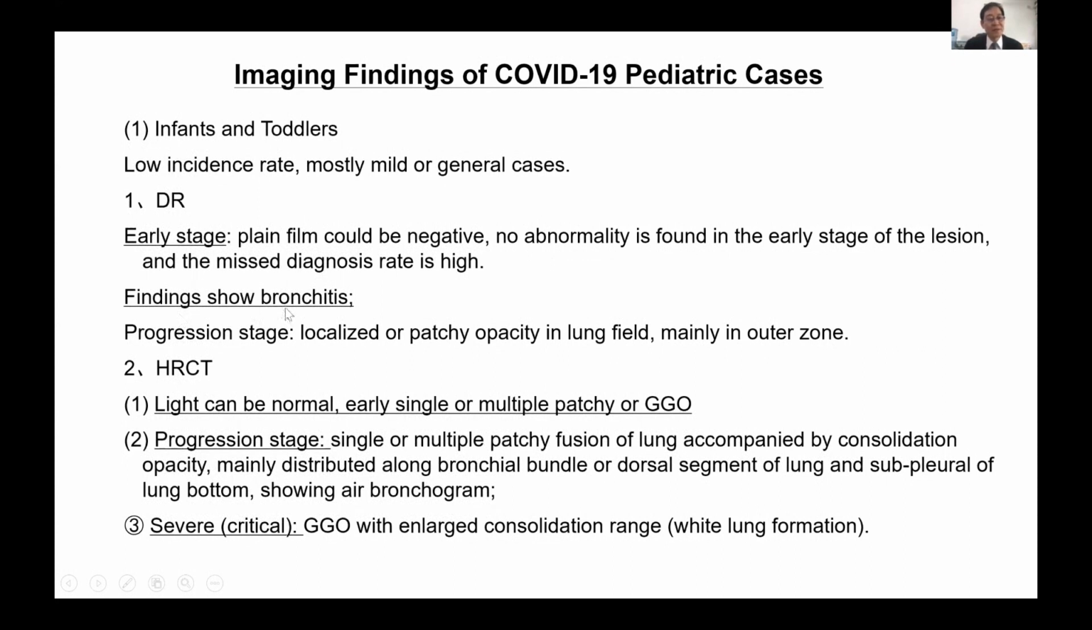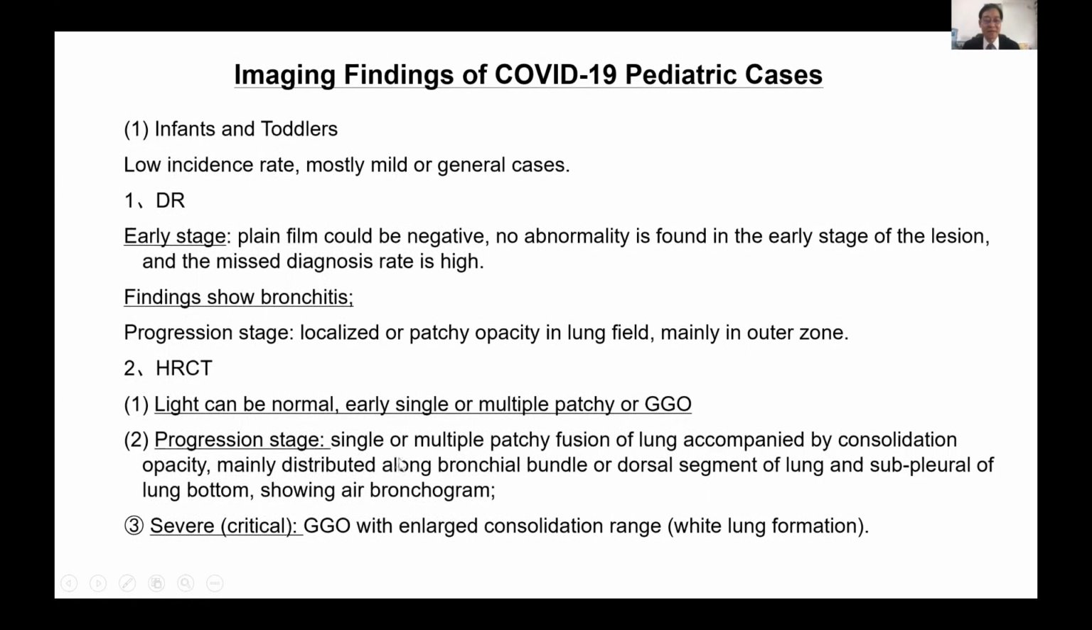X-ray findings show bronchiolitis, pre-progression stage. You can see localized or patchy opacity along the lung field, mainly in the ultrazone. HRCT: you can see it can be normal, or early single or multiple patchy, or GGO.